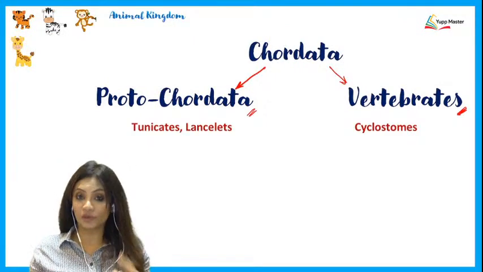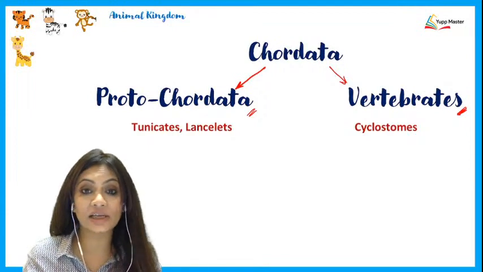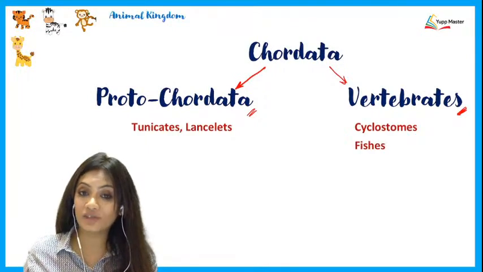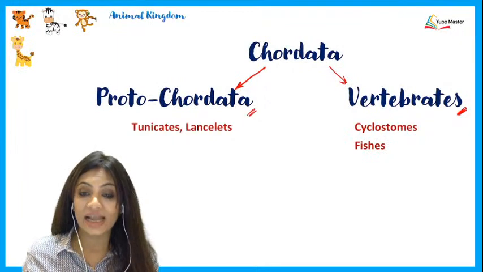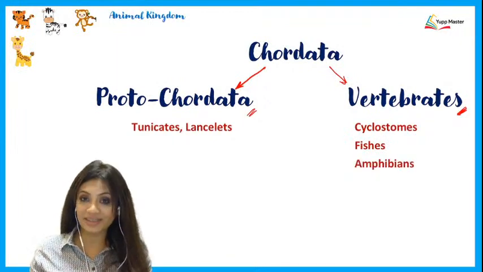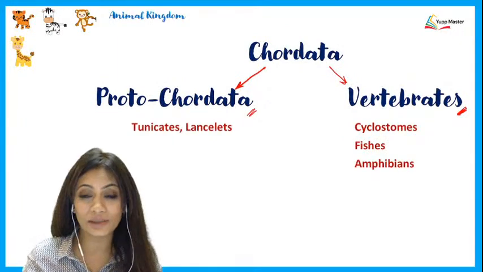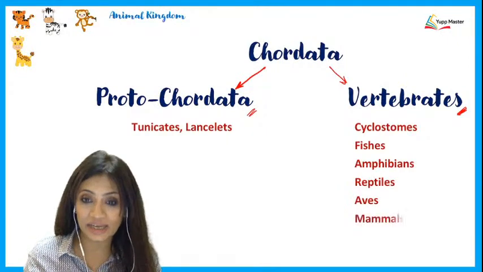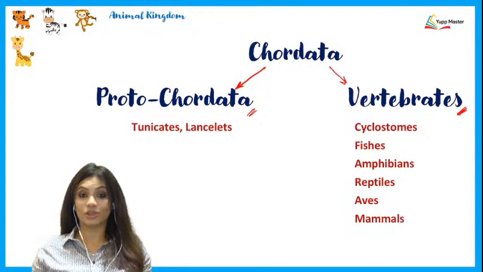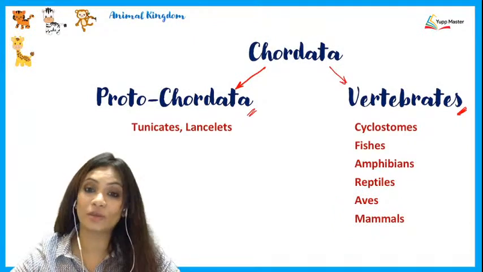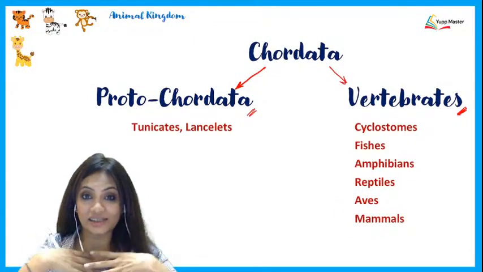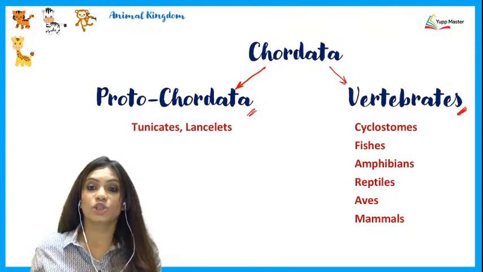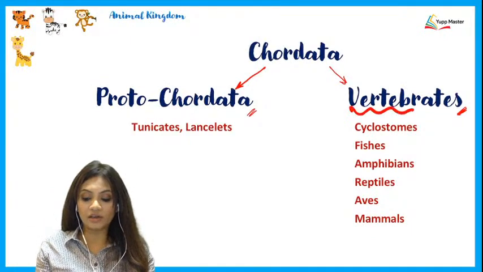Which are the organisms included in the vertebrates? First there is a group called cyclostomes. After cyclostomes, we have the fishes. After the fishes, there are amphibians. Then I guess you know the rest, right? Tell me the order: fishes, amphibians, then reptiles, aves and mammals. That's why I told you that when we talk about chordates, it is none other than us as well. So these are all what fall under vertebrates.